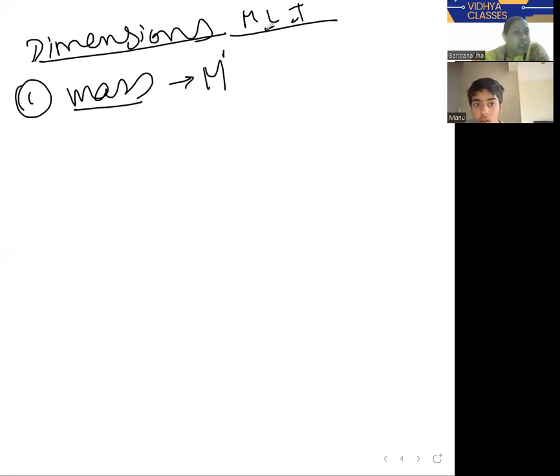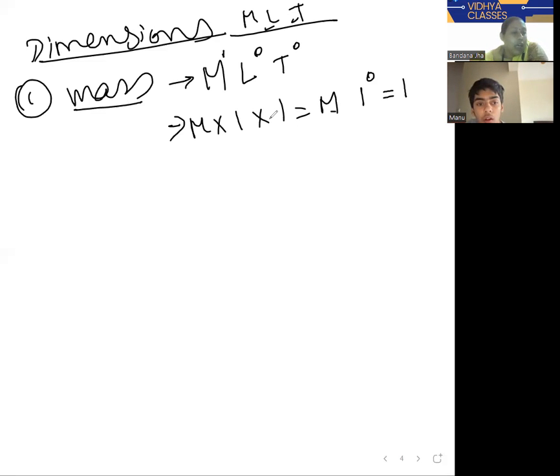Length and time are there? No. It means it will be 0. And we know that anything to the power 0 is always 1. So if I multiply M into 1, it will be M. Is this clear? Yes, this is clear.